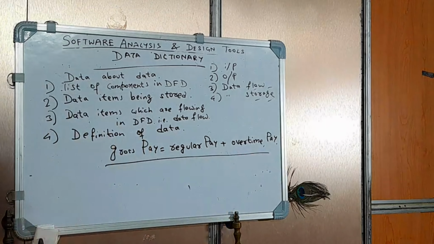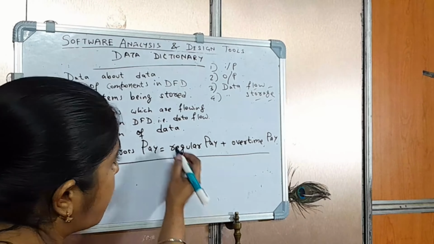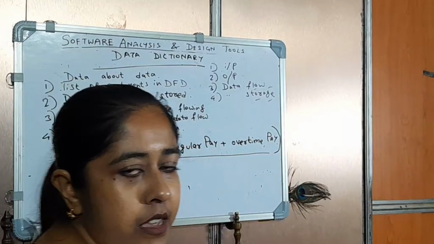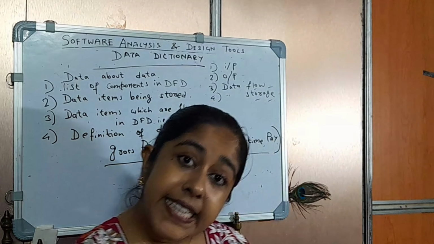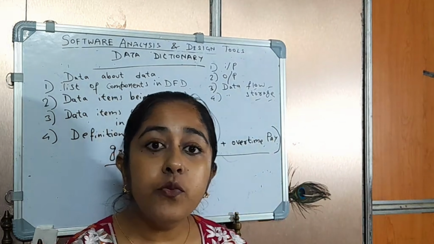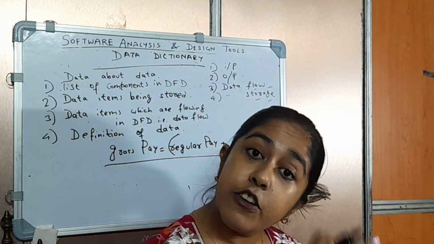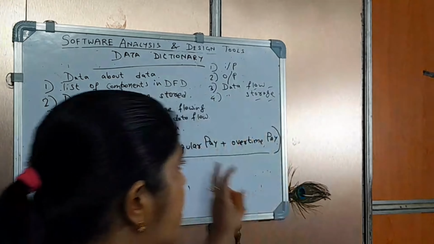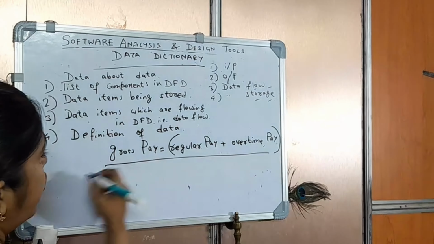So what you can see here is that this is not a single data item. It is a composition of two data items, my regular pay and overtime pay. These components, which we use together, make up composite data, and the data about this is our composite data.